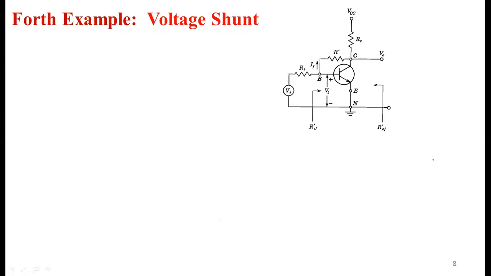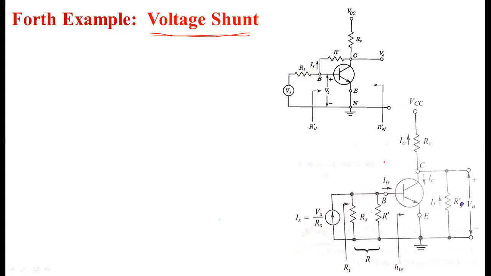So this is our last example, fourth example, which is of voltage shunt type. As we discussed in our last session, the equivalent circuit for this type of circuit is this one. So here we have the BJT and the feedback component, that is the R dash, which is connected here on the input side and connected here on the output side. So this is the equivalent circuit for the given circuit.